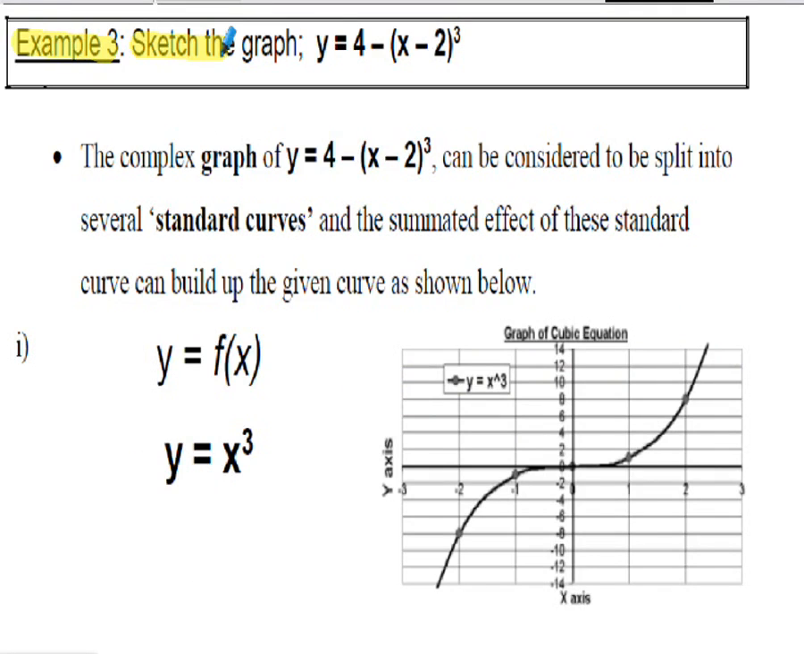Example 3. We're asked to sketch the graph y is equal to 4 minus, in brackets, x minus 2 all cubed. The graph given in example 3 is quite complex to plot, but we can consider it to be split down into several standard curves, standard transformations, and we summate the effect of these various transformations, and we can build up the curve as shown below. So step 1 here, our y's function of x is y is equal to x cubed. If we plot the y is equal to x cubed on our graph, we get this shape here.